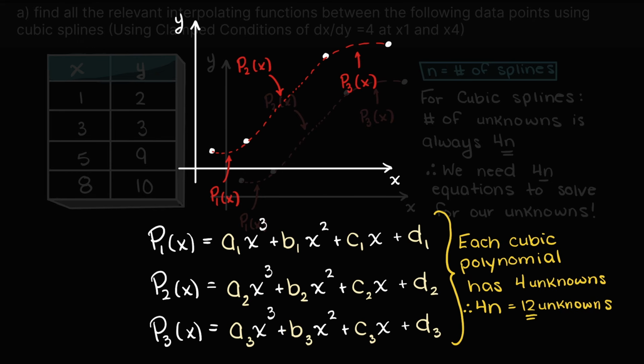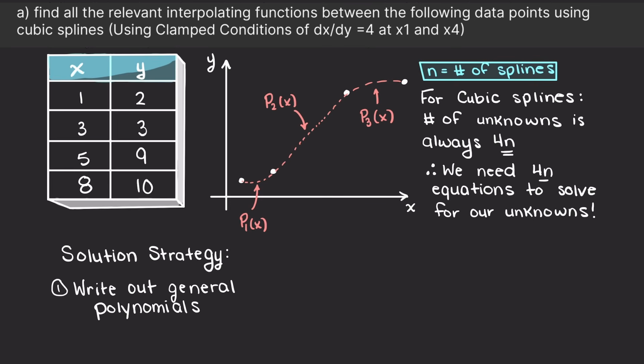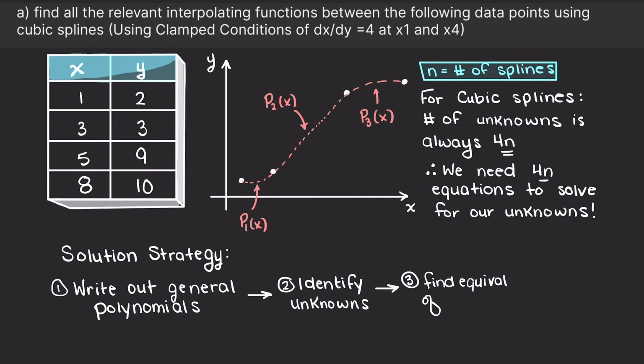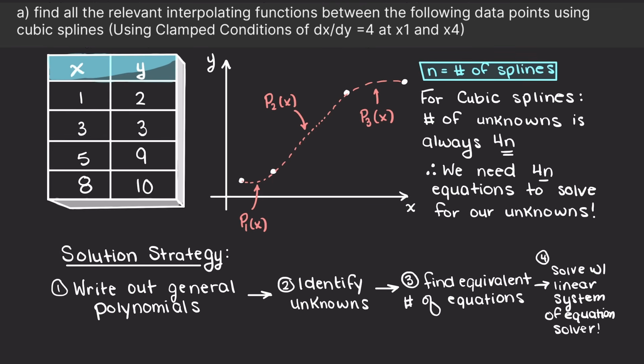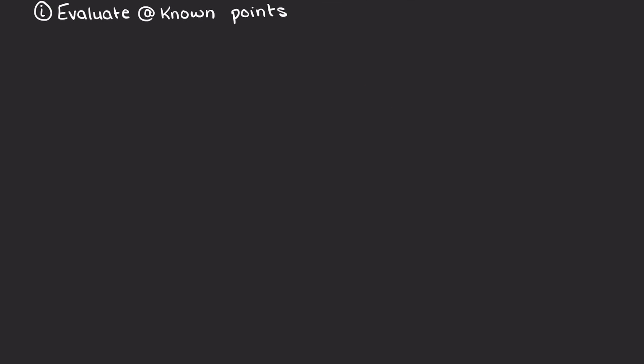So, let's quickly make a plan of attack on how we want to go about solving this problem. First, we are going to find 12 equations such that we can find our 12 missing coefficients. And to find them, we will plug our 12 equations into a linear system of equation solver and then complete the problem. But stay with me and we'll walk through this problem fully together. So, let's begin by trying to find our 12 equations.